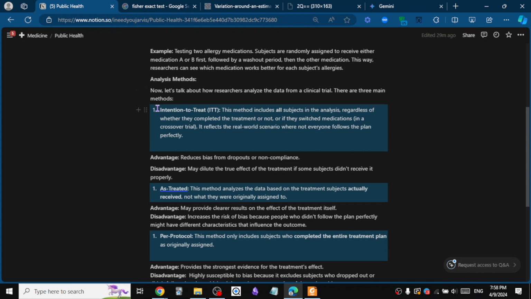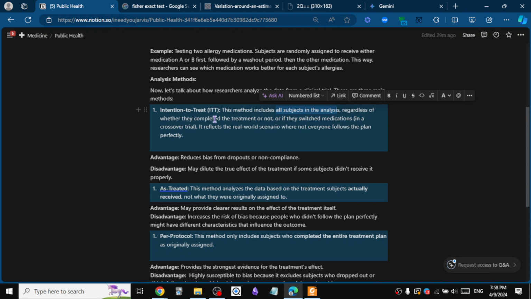So this will be my analysis: intention to treat. These are the people I'm going to treat with this protocol. All the subjects in the analysis, that's the keyword, all of them, whether they drop out or whether they stay in. Intention to treat. My intention is to treat all of them.